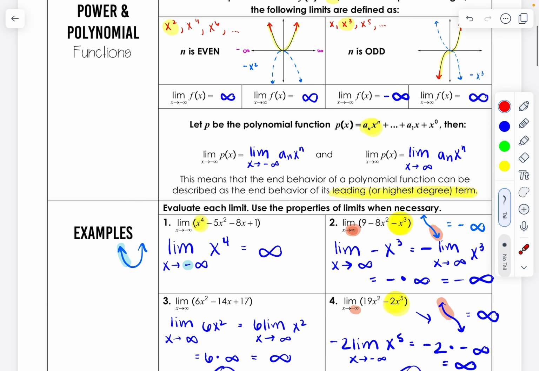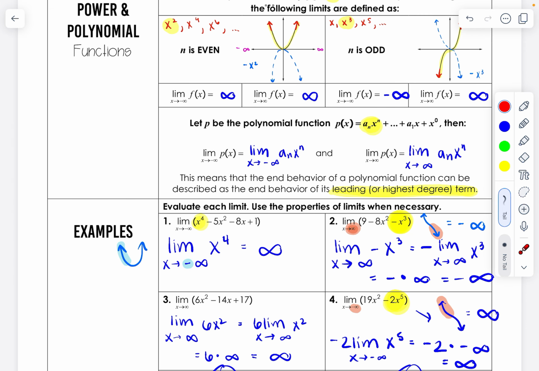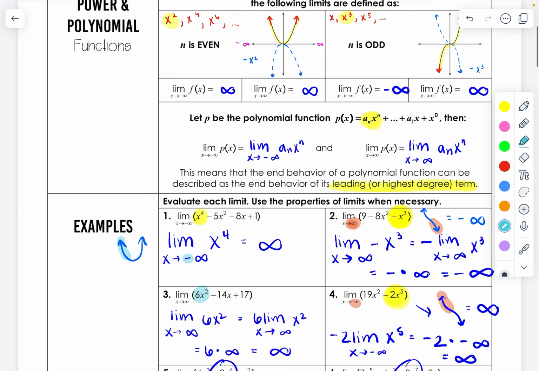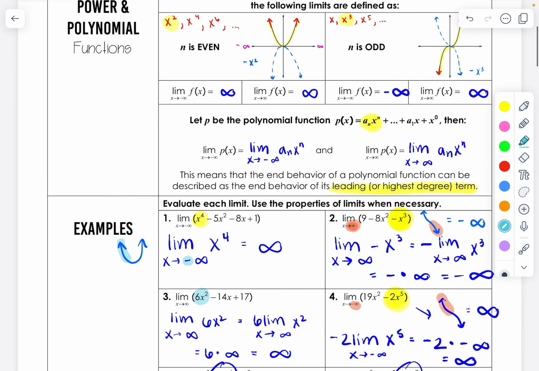Okay, so now we have 3 and 4 here, right? We've got a positive term. We can pull the 6 out, and we're just looking at x squared, which again is a quadratic. We're going up forever, so it's going up, so we get positive infinity. And then in number 4, we also have a negative, pull out a negative 2. It's odd, so we're going to look like this again because it's negative, and we are going to take the negative side going to the left wherever it's going up.